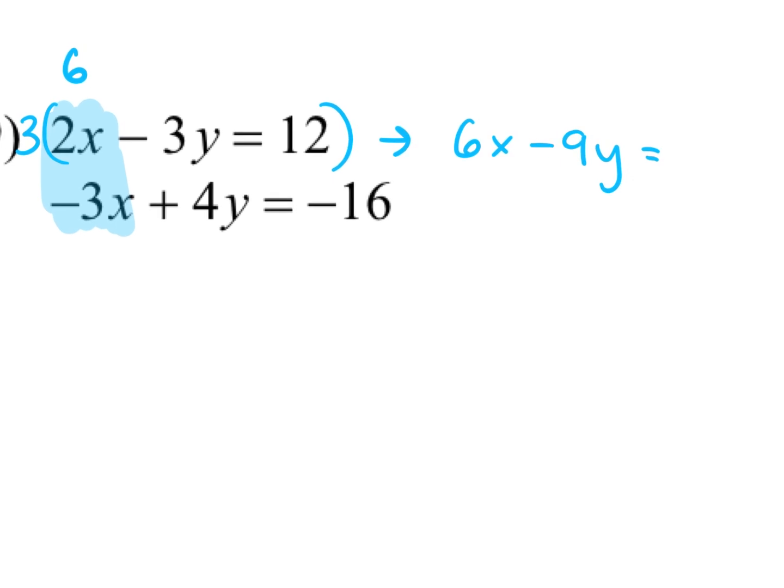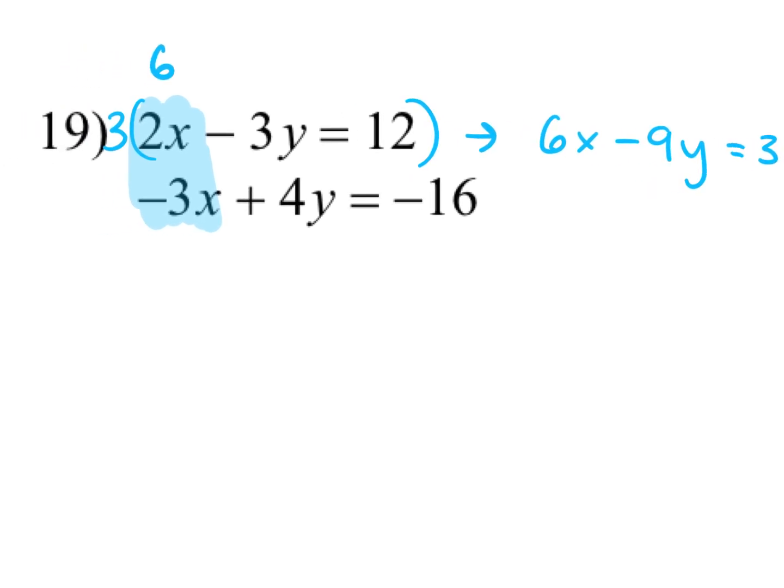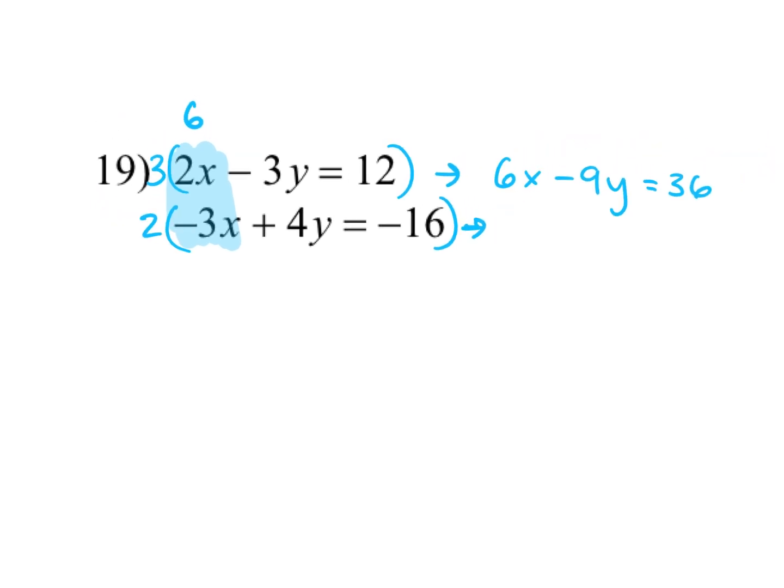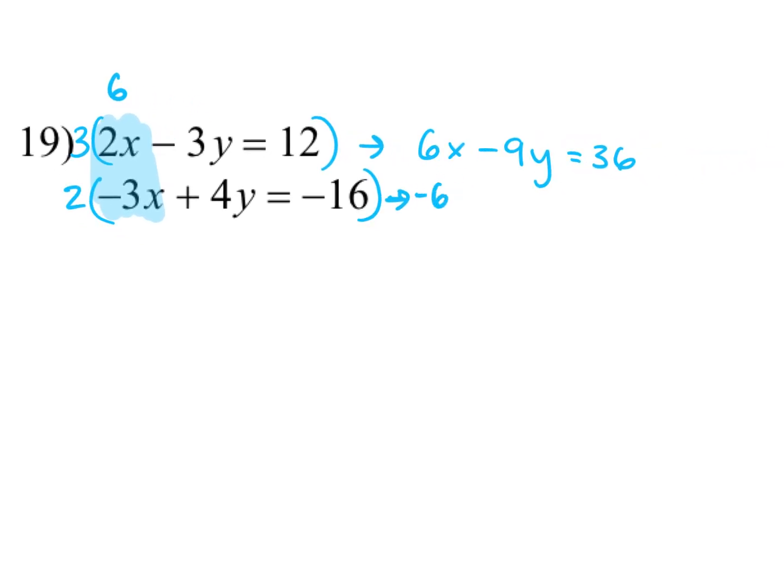3 times 12 would be 36. What do I need to do to multiply the second equation to make it to be negative 6? Times 2. So don't forget, if you see that you can't just multiply one equation to make them the same number but opposites, you can always multiply both. So we have negative 6x. This would be plus 8y is equal to 2 times negative 16 is negative 32.